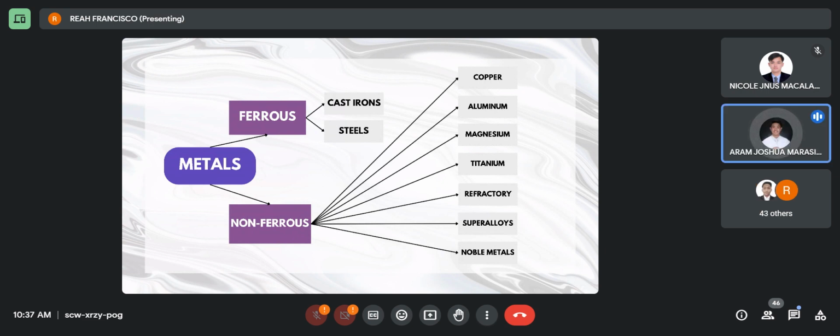So, let's proceed na po sa non-ferrous metals naman po. So, non-ferrous metals po are divided into copper, aluminum, magnesium, titanium, refractory, superalloys, and noble metals po. So, next slide po.